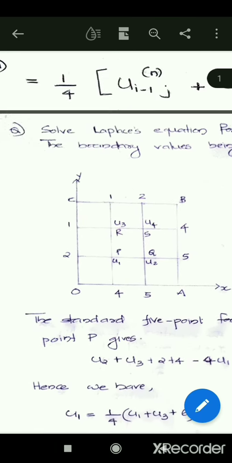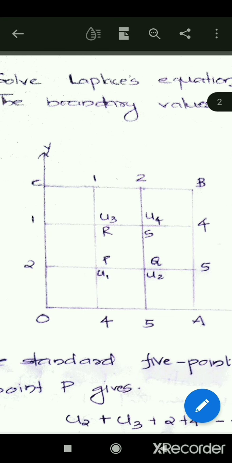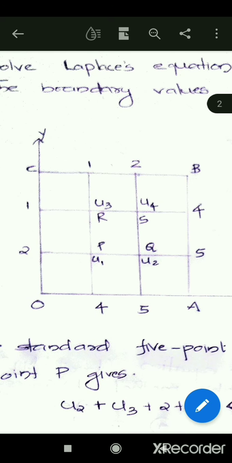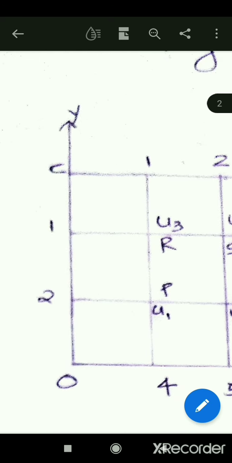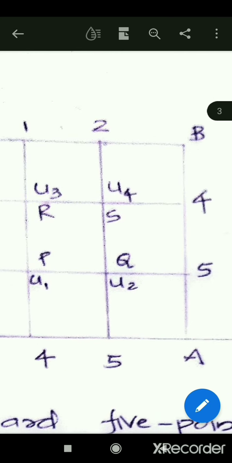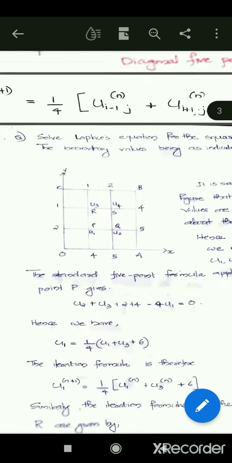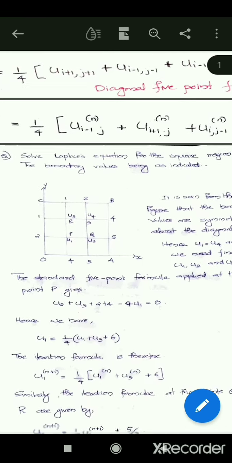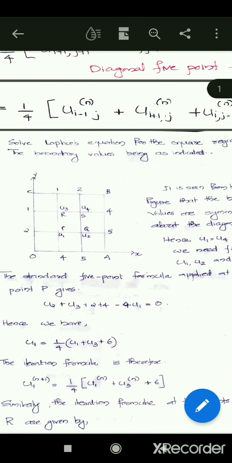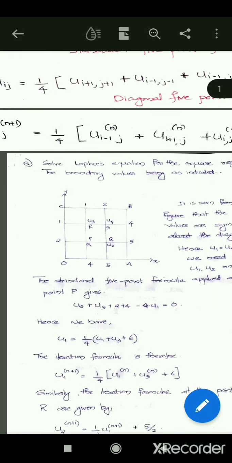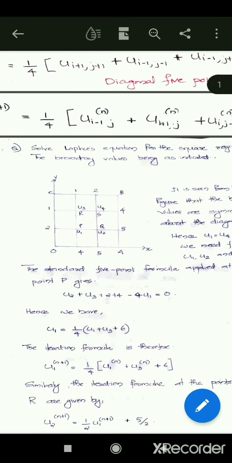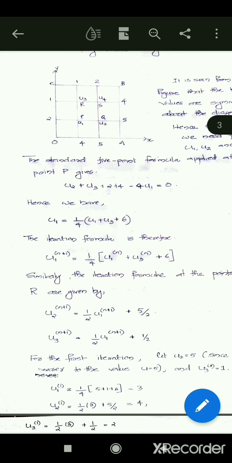Or there is another method for finding this which is very simple. When we consider A to C as a diagonal, we can see the symmetry there, with the boundary values being indicated. So we can simply say that u1 is equal to u4 according to symmetry, or by simply applying the standard 5-point formula.